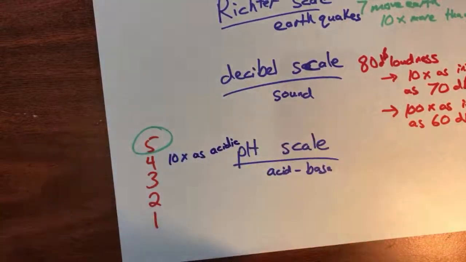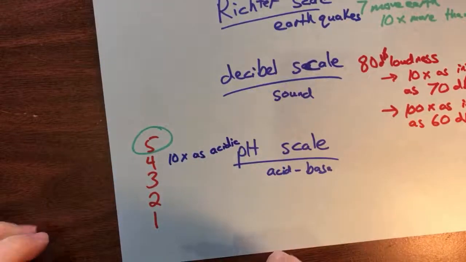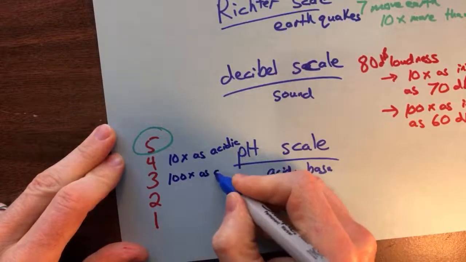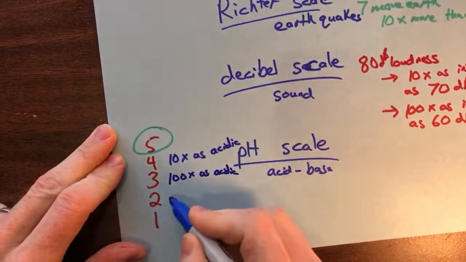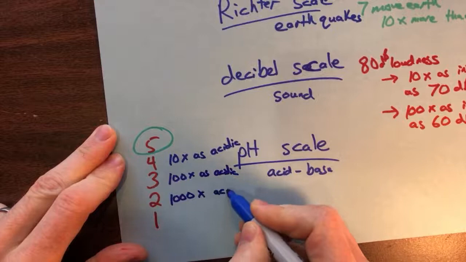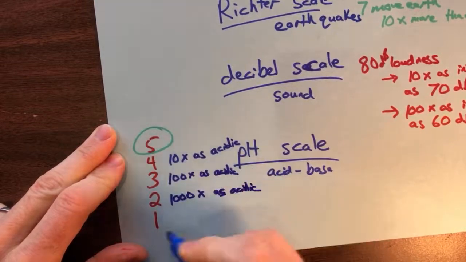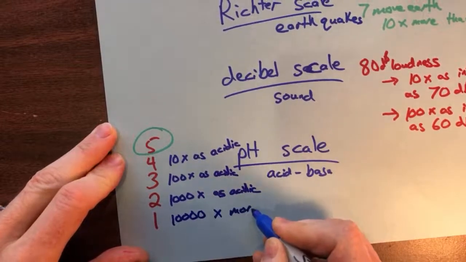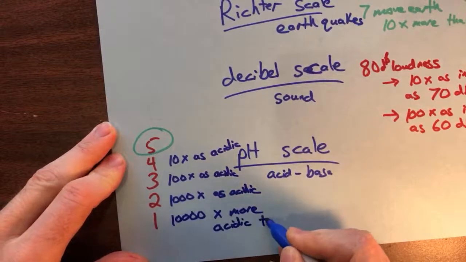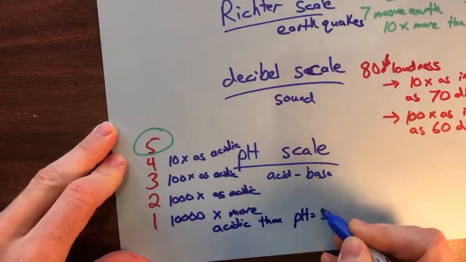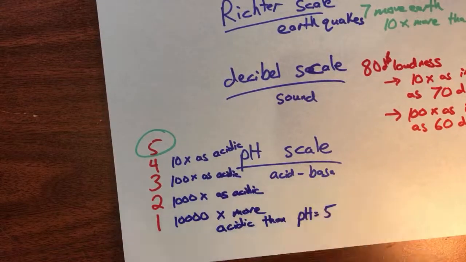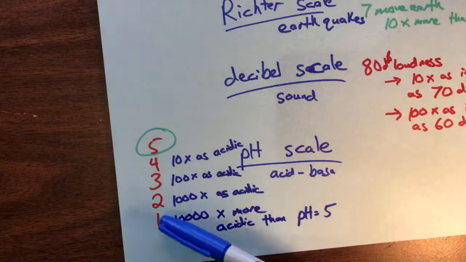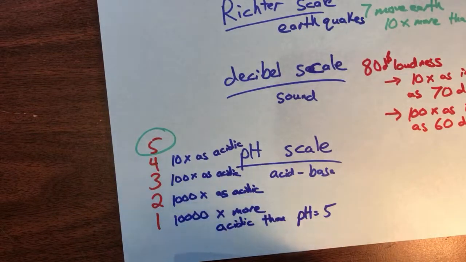You'll notice that this works a little bit backwards. As you go down in pH, it becomes more and more acidic. A pH of 3 is going to be 100 times as acidic. A pH of 2 is going to be 1,000 times as acidic. And a pH of 1 is going to be 10,000 times more acidic than a pH of 5. So with these log-based scales, the pH, Richter, and decibel scales, when you go up or down 1, you have a 10 times difference.